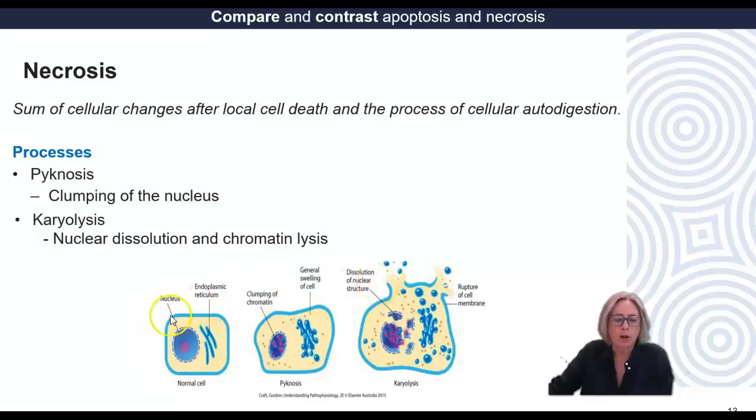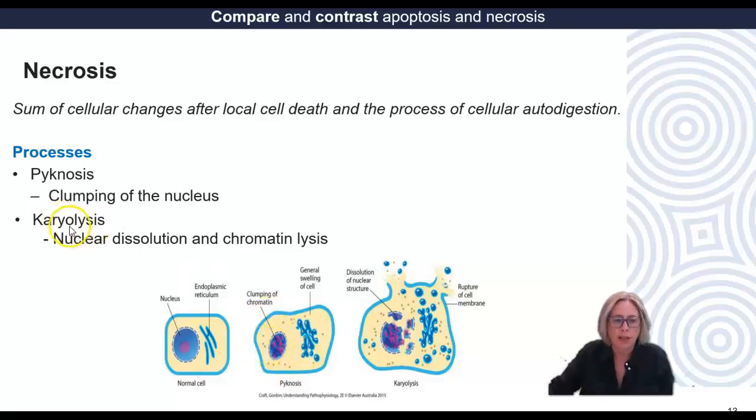Okay, so here we have our normal cell. And then we have this injured cell here. You can see we've got this general swelling of the cell, including swelling of cellular organelles. And you can see here that we've got this clumping of the nuclear material, so this chromatin, and general clumping of the nucleus.